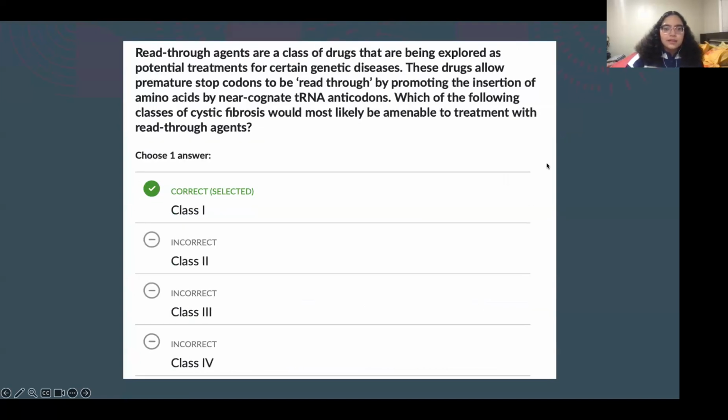And then is this the last question, I think? Yeah. Class 1, and that's the class that's caused by a premature stop codon. They're generated by nonsense mutations. So when a mutation codes for a stop codon too early, it would be class 1.